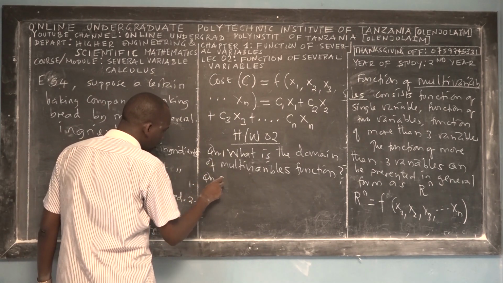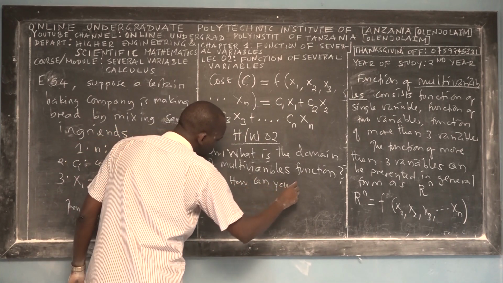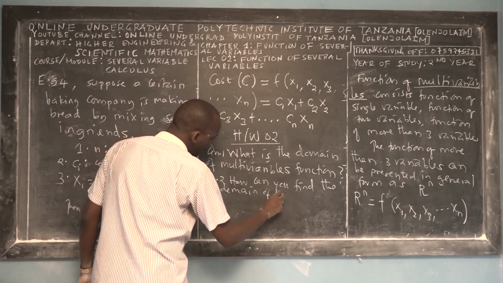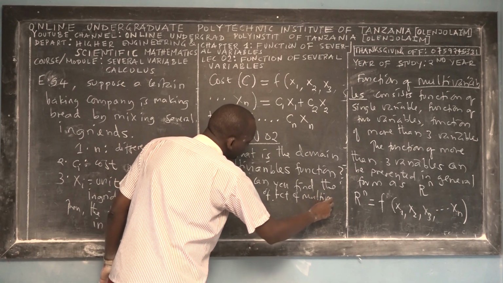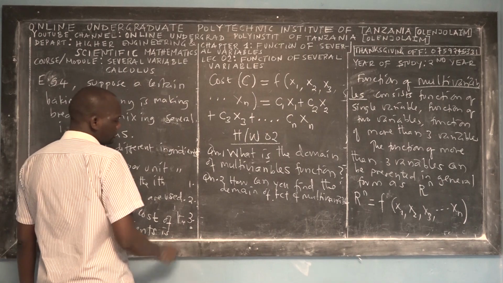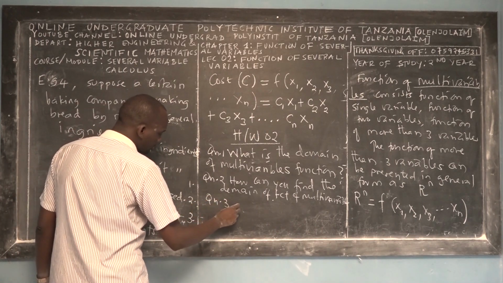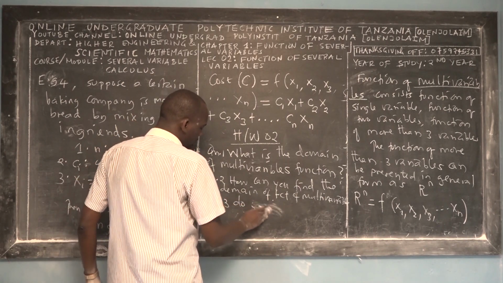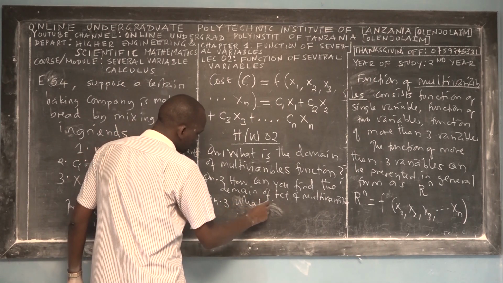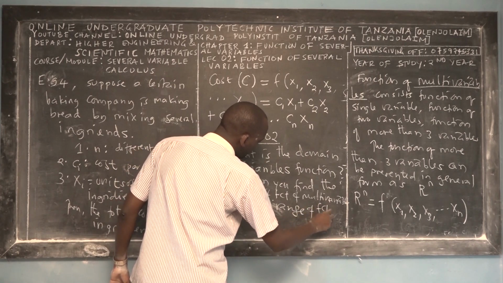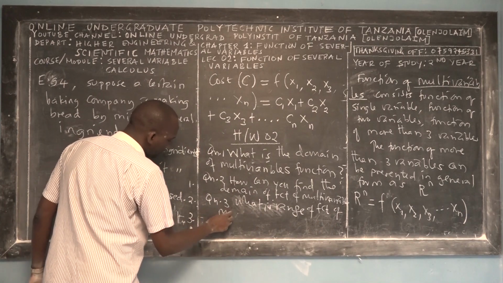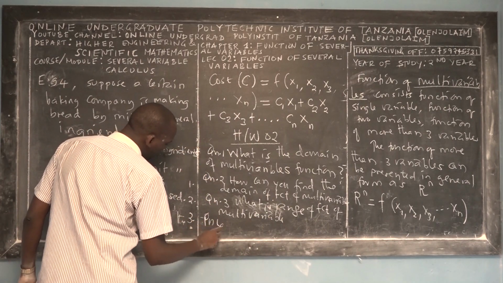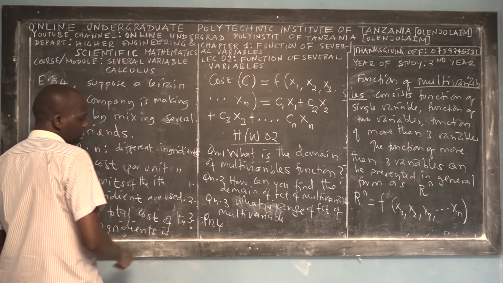Second question, how can you find the domain of a function of multivariable? Third question, what is the range? Because we taught you the range of a function of multivariable. So challenge yourself, go and read, have this mindset before you learn lecture 4, so that your mind will be fresh. Okay, so this is question 4.